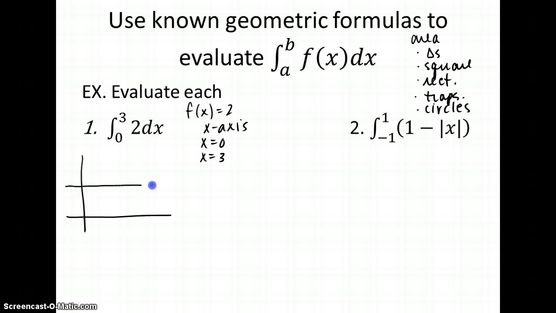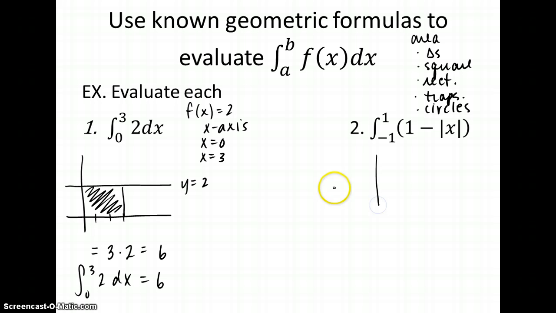My function is f of x equals 2. So the region bounded by that horizontal line, the vertical lines 0 and 3, and the x-axis. So what's the area of this region? It's just the area of a rectangle, base times height. So that definite integral evaluates to 6.